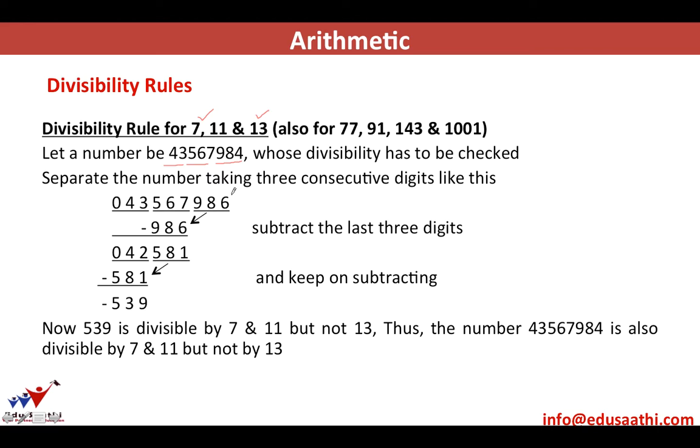Now I will take one part of this, the last one, and subtract it from the remaining. So I subtract the last 3 digits from the remaining part of the number. So from 4043, 567, I'll subtract 986, and this is the number that I'm left with.